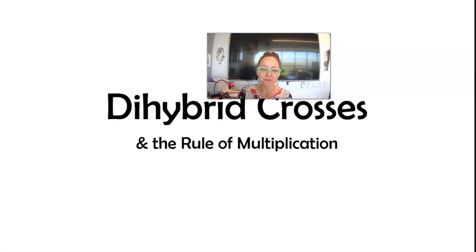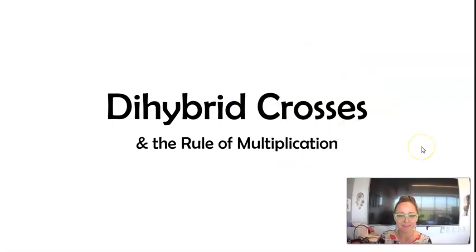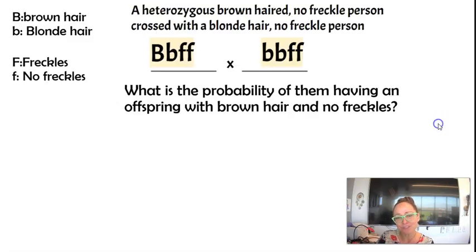Okay, so I'm going to go over 3 examples of how to use the rule of multiplication when looking for the probability of 2 traits occurring in an offspring. Okay, so let's use eye color and hair color and freckles as our example.